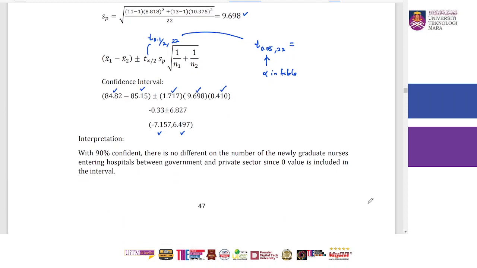So in this situation, if asked, is there any difference between the two means? Is there any difference between the two sample mean values? Here the answer is there is no difference. With 90% confidence, there is no difference in the number of newly graduated nurses entering hospitals between the government and private sector. Why? Because the zero value is included in the interval. Why is the zero value included?